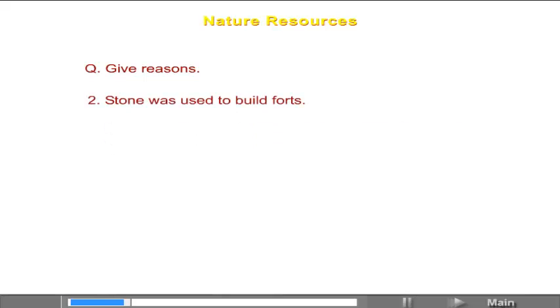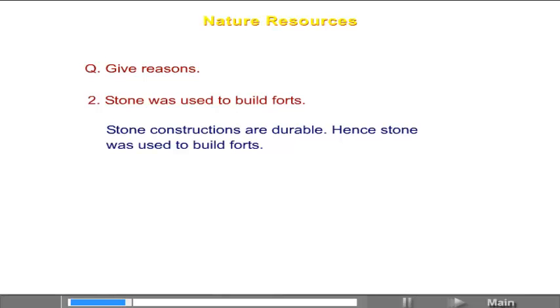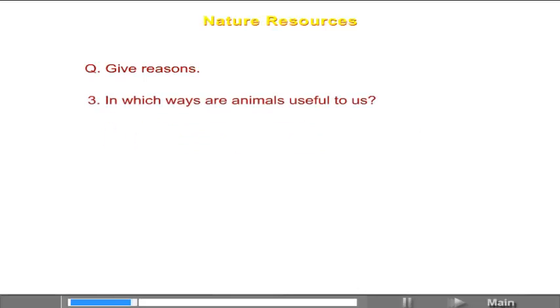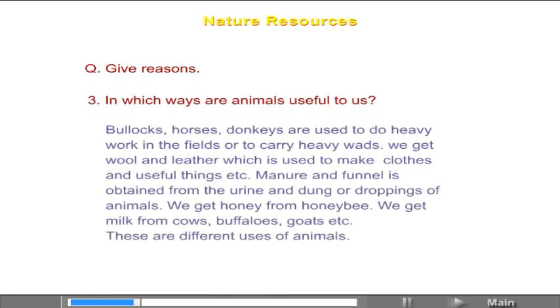Stone was used to build forts. Stone constructions are durable. Hence, stone was used to build forts. In which ways are animals useful to us?